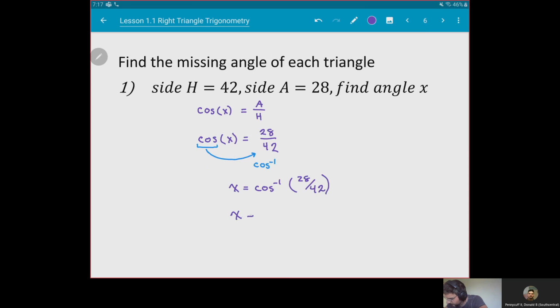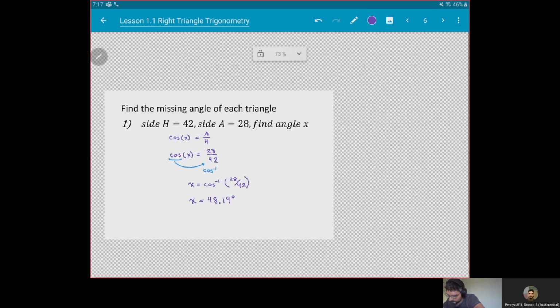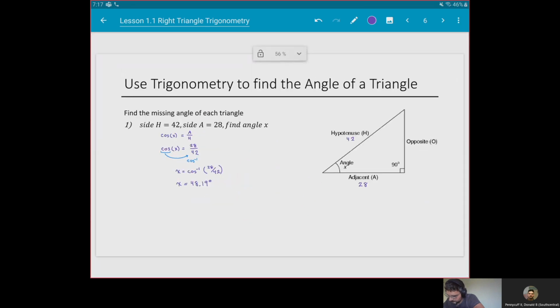Type that into my calculator. And I get 48.19 degrees. Okay, so there we go. Any questions about this one? Any questions at all? All right, so the last thing that I want to talk about on this first lesson is trig identities.